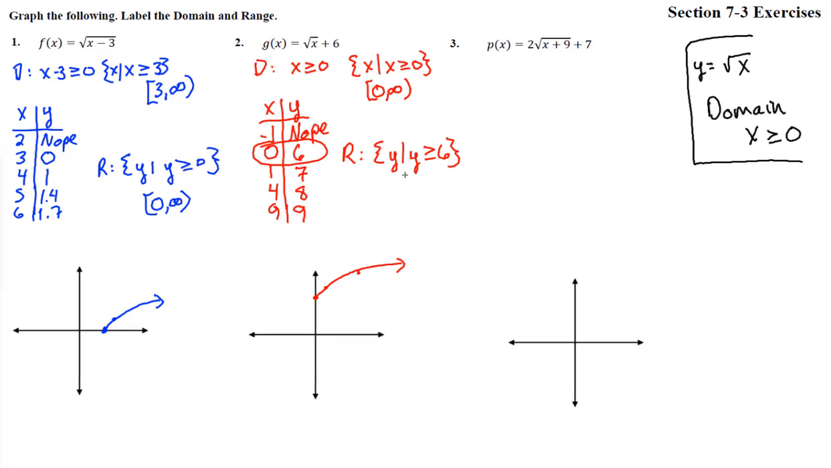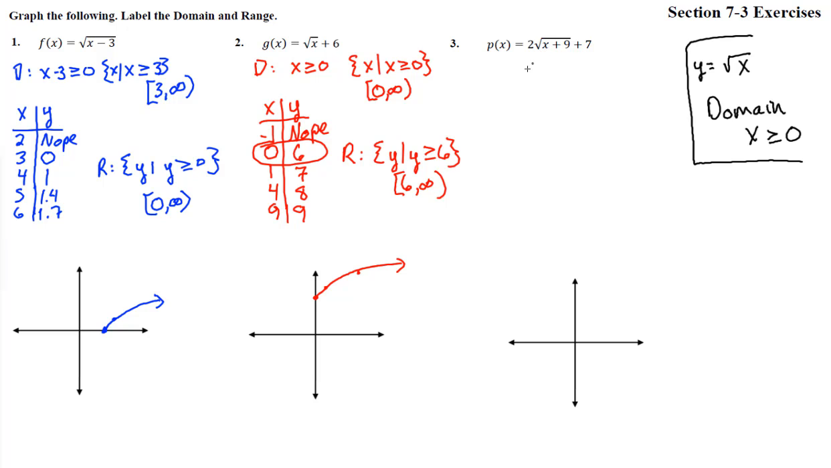And we would write that in interval notation like 6 to infinity. And that's the interval notation right there. Domain, range, and graphed. Excellent. All right. And the final one, number 3. Ooh, this one's a little bit trickier.